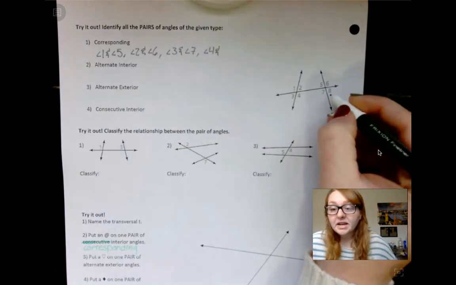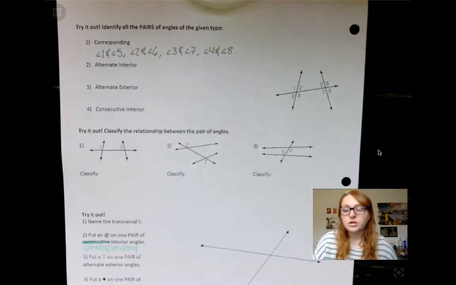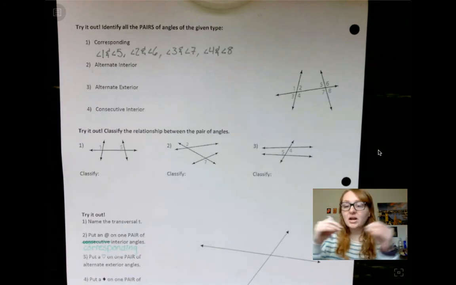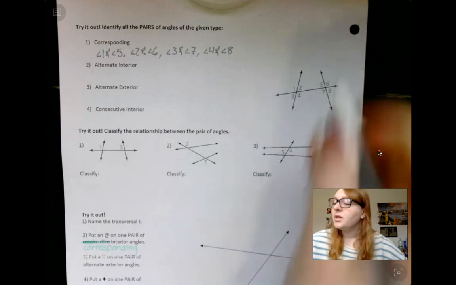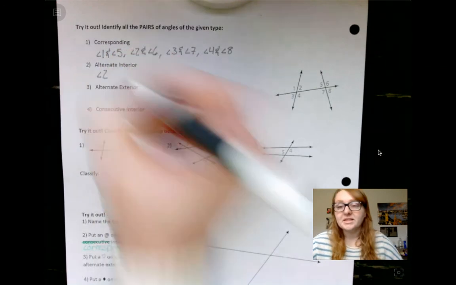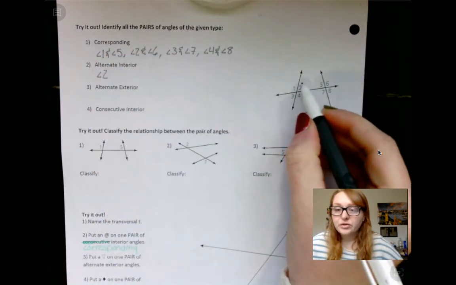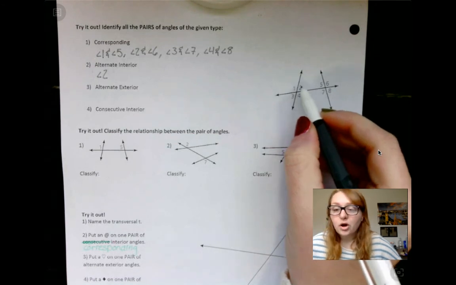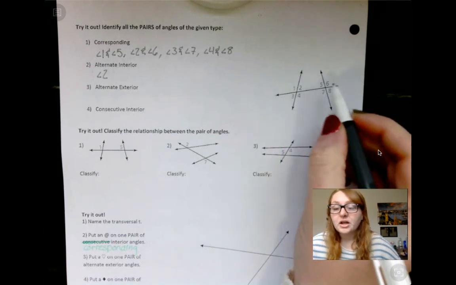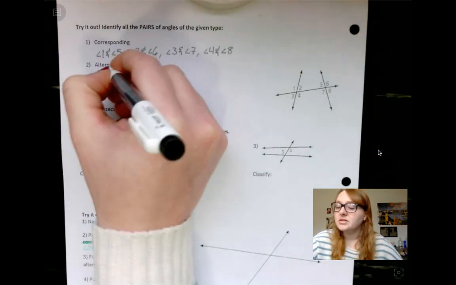And bottom right in the second intersection, we have angle 8. So these are all of the corresponding pairs. Next, we have alternate interior, which remember is on the inside of the lines and on opposite sides of the transversal. So let's start with angle 2, because that is on the inside of both of these lines. Angle 2 is above this transversal, so we want something below the transversal on the other intersection and on the inside of the parallel lines, which would be angle 7.